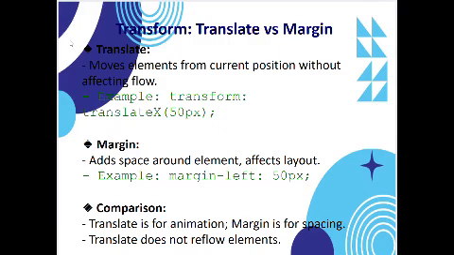Now see about margin. It adds space around the element. It affects the layout. Example, margin-left: 50px, which shifts it 50 pixels to the left. What exactly is the main difference between translate versus margin? Translate is for animations, whereas margin is for spacing. Translate does not reflow elements.